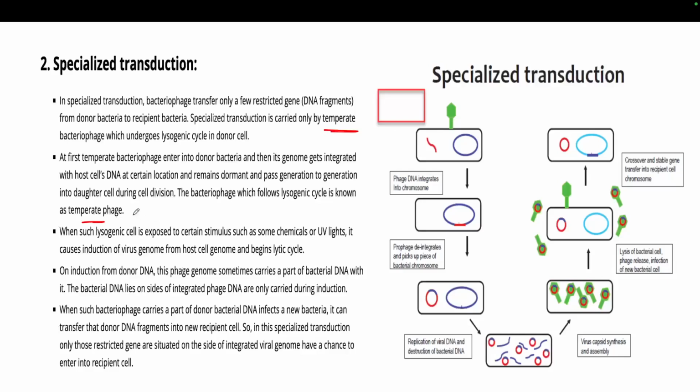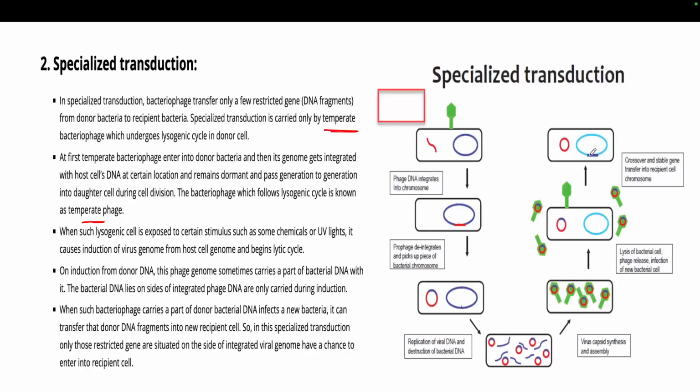So bacteriophages are also of different types, okay. One of them is the temperate phage, which follows the lysogenic cycle. When such a lysogenic phage is exposed to a certain stimulus, such as some chemical or UV light, it causes induction of the virus genome, and it begins the lytic cycle, okay. On induction from the donor DNA, this phage genome sometimes carries a part of the bacterial DNA with it, and only the bacterial DNA lying on the side of the integrated phage DNA is carried during induction. When such a bacteriophage carrying a part of the donor bacterial DNA infects a new bacterium, it can transfer that donor DNA fragment into the new recipient cell. So in specialized transduction, only those restricted genes situated on the side of the integrated viral genome have a chance to enter the recipient cell, okay.